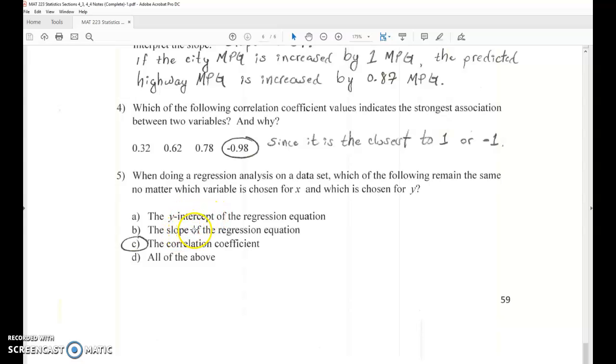It's also going to change the slope because that's part of the regression line. But recall, the most important thing here is that it does not change the correlation coefficient. Okay, that one remains the same.